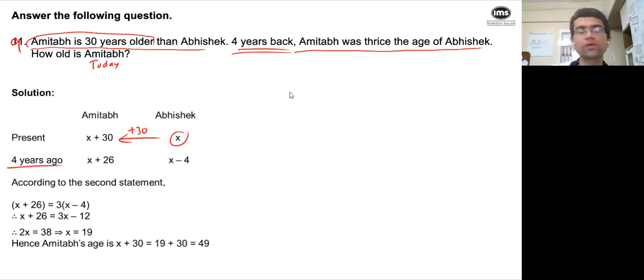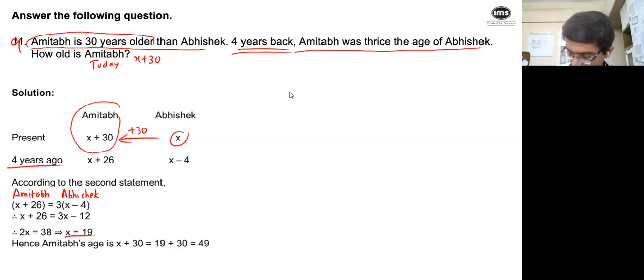Remember, we are discussing 4 years back. Amitabh was thrice the age of Abhishek. So x plus 26 was 3 into x minus 4. This was Amitabh and this was Abhishek. Solve for x. But what you need is the present age of Amitabh, so you need to find the value of x plus 30 once you find x. Once you find x is equal to 19 by solving this equation, add 30 to it and you get 49 years as Amitabh's current age.